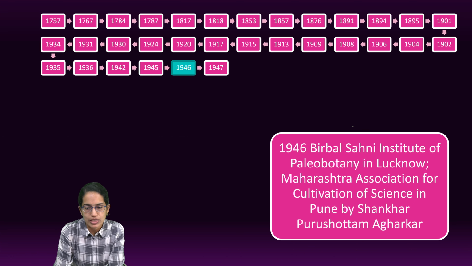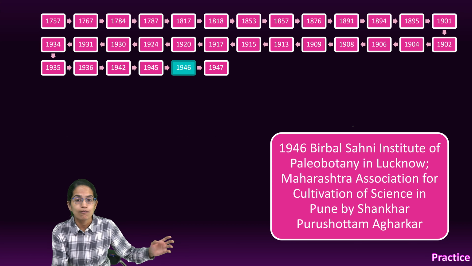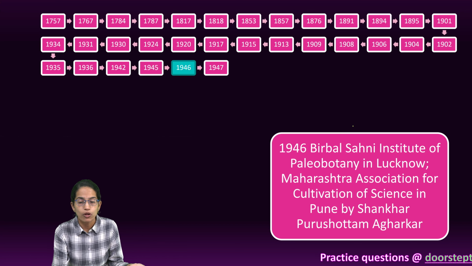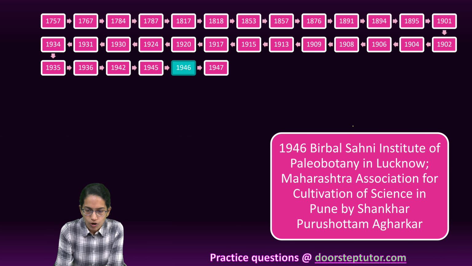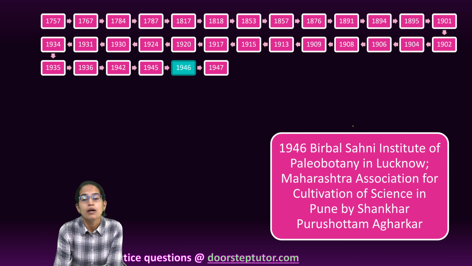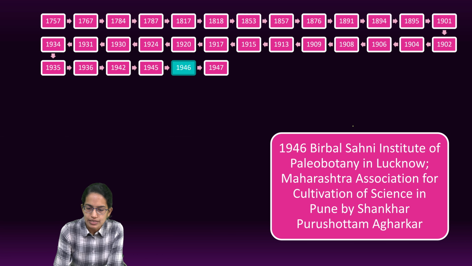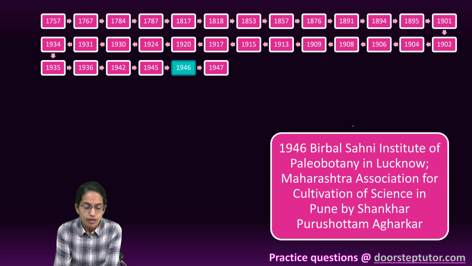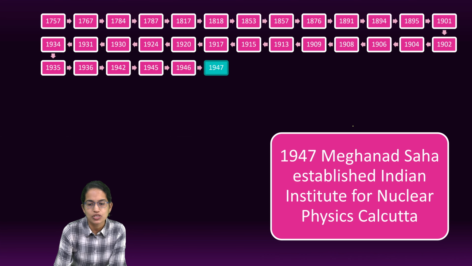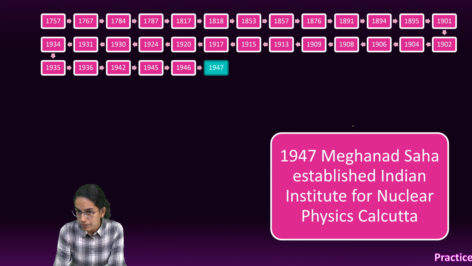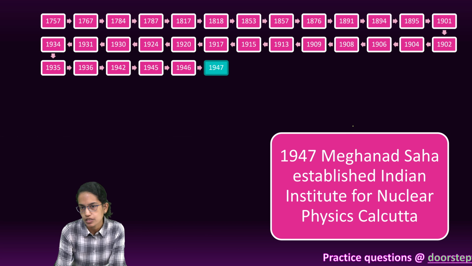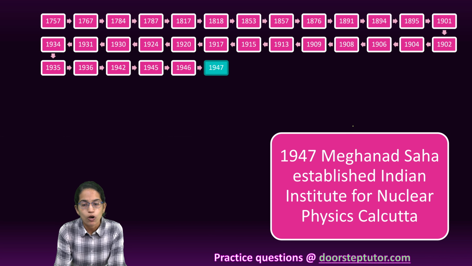In 1946, as we mentioned, Birbal Sahni was given the title of Fellow of the Royal Society, and on his basis, the Birbal Sahni Institute of Paleobotany was established in Lucknow in 1946. Also, at the same time, the Maharashtra Association for Cultivation of Science was established in Pune, and this was by Shankar Purushottam Agharkar. Finally, in the year of independence, we have seen the establishment of again a premier institute, the Institute of Nuclear Physics in Kolkata, and this was the brainchild of Meghnad Saha.